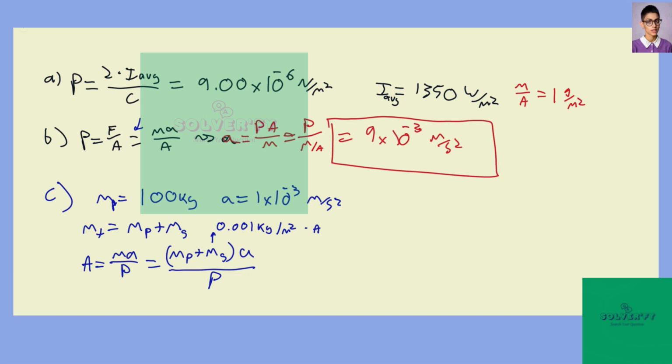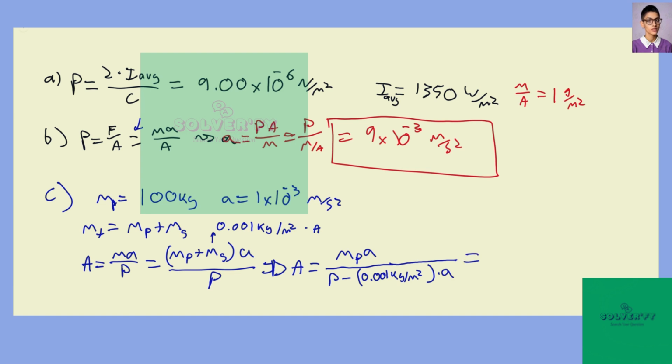But it's not the end of the world, because we can separate things out ever so slightly and divide on both sides by that, I'll write it again, leading to the area being the mass of the payload times the acceleration divided by the pressure minus the density of, say, 0.001, the density of the solar sail times acceleration again, which is what we already have.